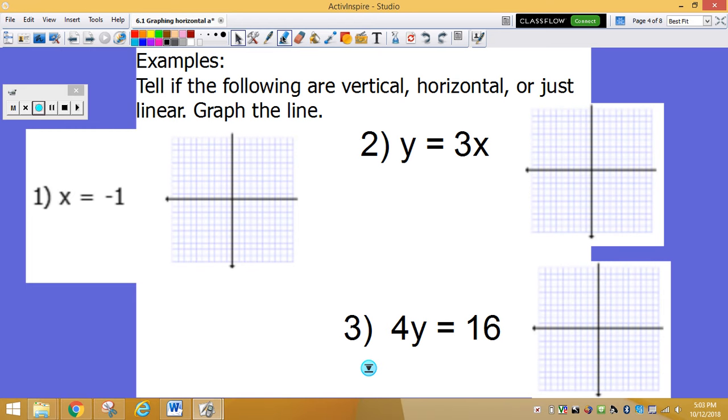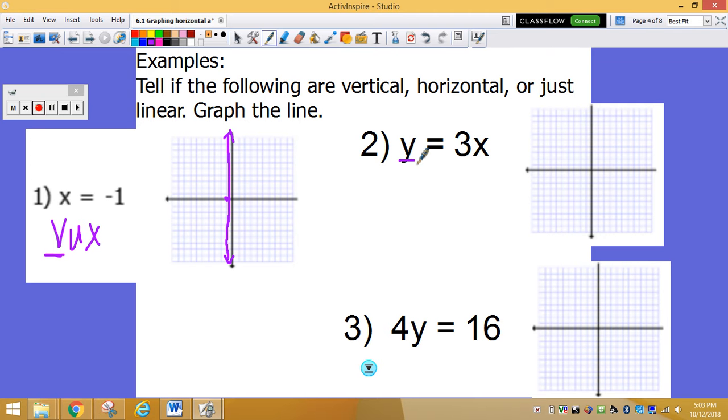So let's figure out if they're vertical, horizontal, or just linear, and let's graph it. This first one, x equals -1, you should think of the word VUX because it has the x in it. VUX is a vertical line. So I'm going to go to -1 on my x-axis. I'm going to draw a vertical line through that point. So that's how we would graph x equals -1.